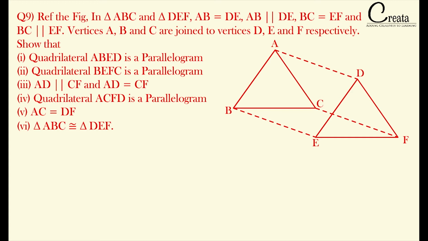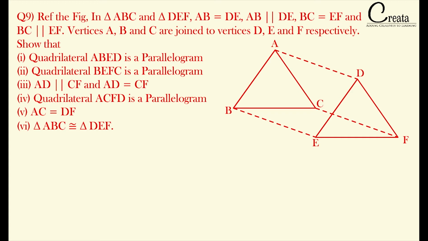In triangle ABC and triangle DEF, AB is equal to DE, AB is parallel to DE, BC is equal to EF, and BC is parallel to EF. Vertices A, B and C are joined to vertices D, E and F respectively. Show that it has basically 6 parts.